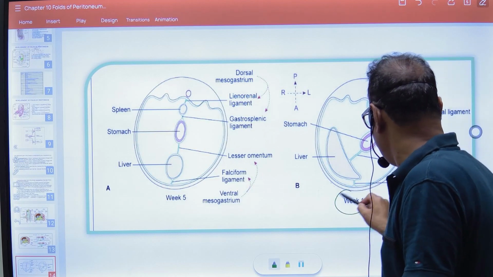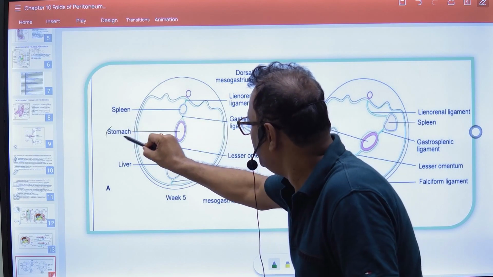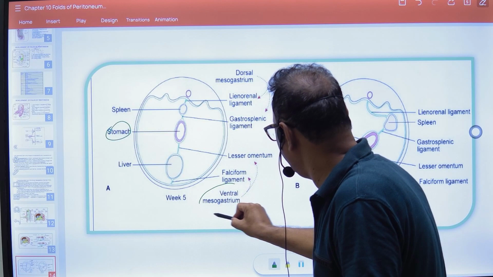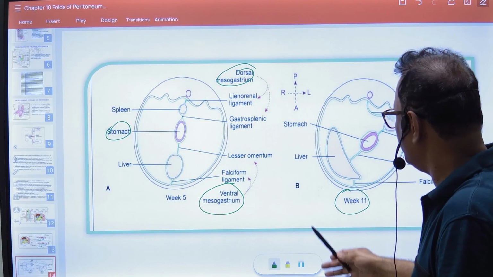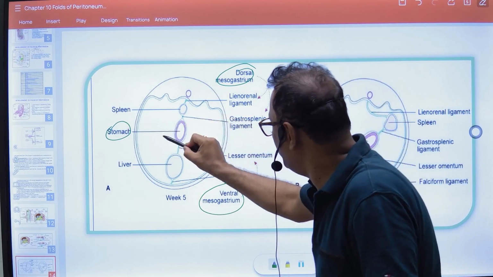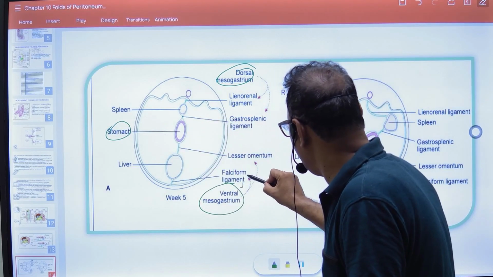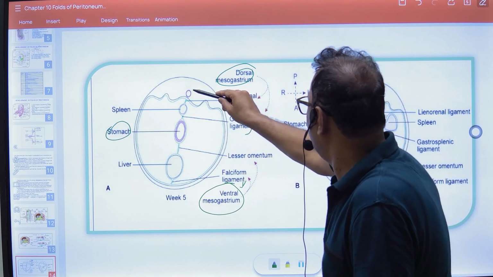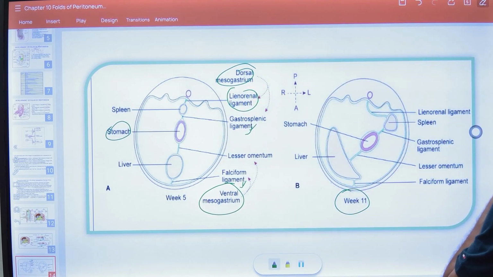So week 11, you could see in this diagram that we have got the stomach over here, we have got the liver over here. This is the ventral mesogastrium, and this is the dorsal mesogastrium. We have got the dorsal half, and this is the ventral half. Here we have got the falciform ligament, here we have got the gastrosplenic ligament, and here we have got the kidney, so we have got the linorenal ligament also.